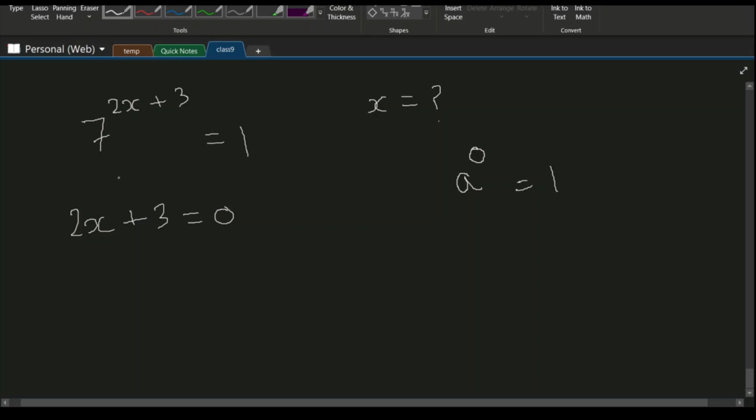right? So if the power 2x plus 3 becomes 0, then this will make the equation 7 raised to the power 0, and 7 raised to the power 0 will be 1. So if this was my equation, from here I can write 2x plus 3 should be 0, and then we can write x equal to minus 3 by 2. So some equations would be given, and you would have to find the value of the variable, x in this case.